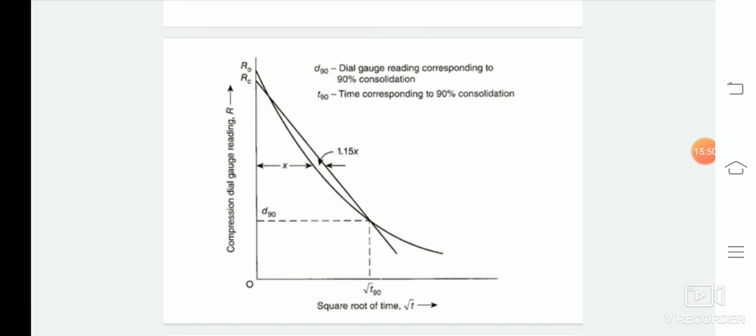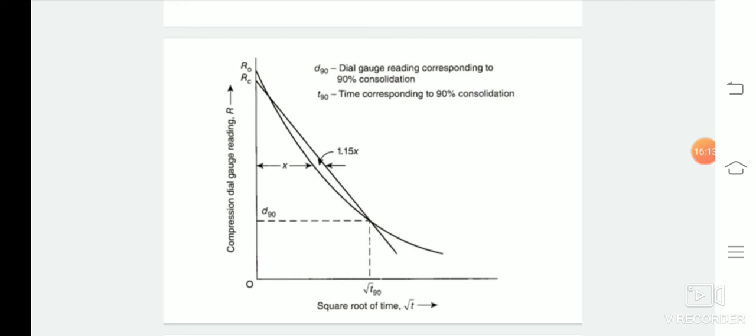So this figure shows the root t versus R plot. So what is being done? The initial straight line portion of the curve is extended backward to meet the y-axis. The point of intersection of this line with the y-axis gives the corrected zero dial gauge reading RC.